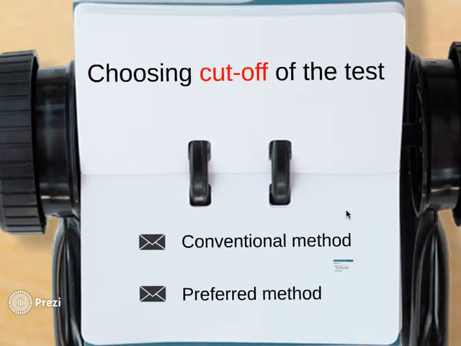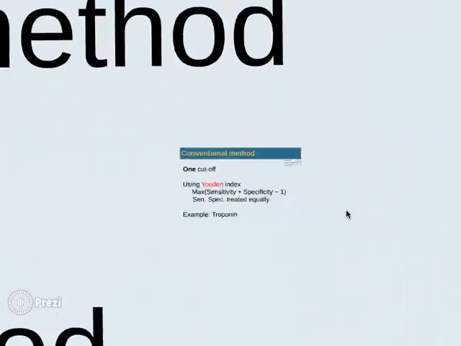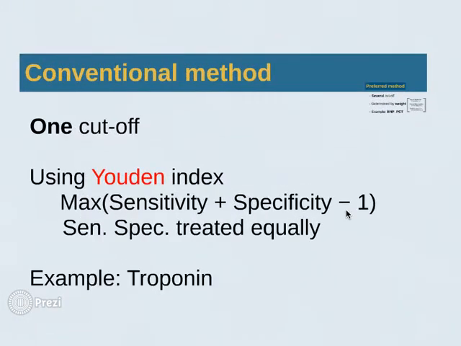Okay, let's move on to another issue, which is the cutoff decision. There are mainly two types of methods to choose a cutoff. One is the conventional way, the other is the preferred method. The first one is very familiar, just sometimes you only have one cutoff, for example, troponin level. Some researchers use the Youden index, which is the maximum value of sensitivity plus specificity minus one. By doing so, you actually treat sensitivity and specificity as equally important.